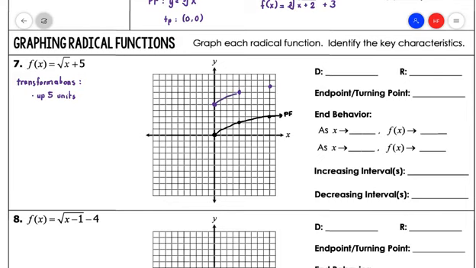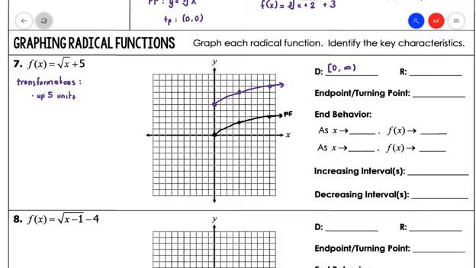And besides that, the function should look identical to the parent function. So it's like if you could pick up the parent function and just move it up 5 units, that's what the new function would look like. So the domain, still my x values, start at 0. Going left to right, the first point is 0, and then we move to the right infinitely.